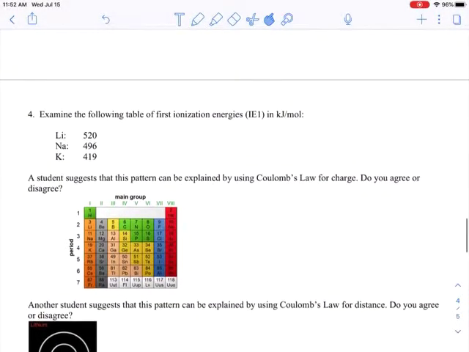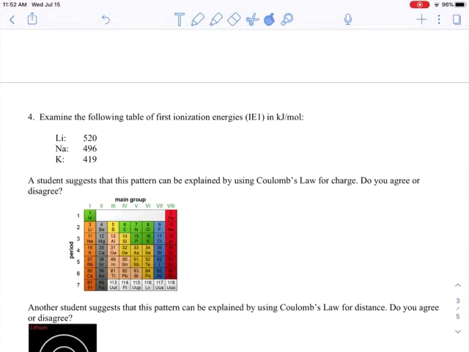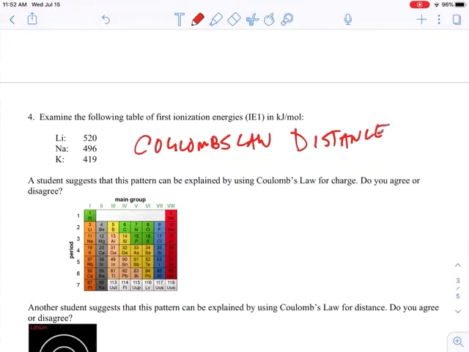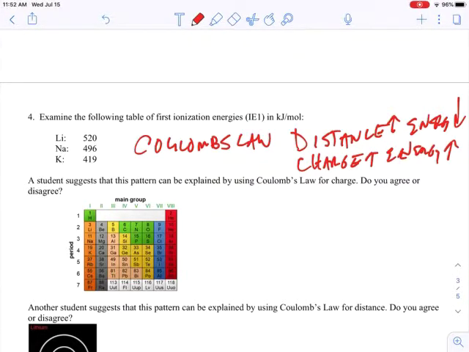All right, so here we are, number 4. So this is going to ask you all about Coulomb's law and shielding. So remember in Coulomb's law, as the distance goes up, the energy goes down, and as the charge goes up, the energy goes up.